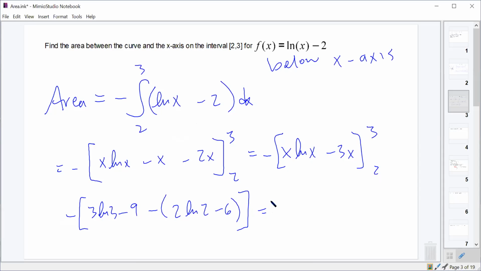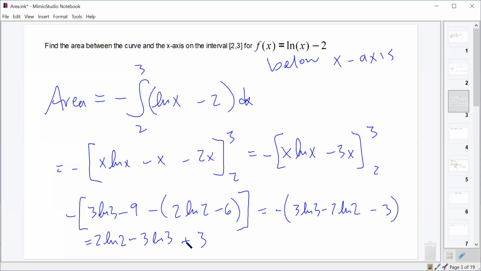And we could simplify that down some, I think, if we wanted to. What does that become? The opposite of 3 ln 3 minus 2 ln 2. And then what do we have? We had negative 9 minus negative 6, so that's a minus 3. Distribute your negative sign through, and you get 2 ln 2 minus 3 ln 3 plus 3.